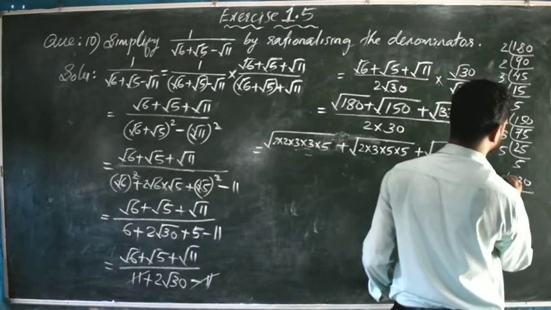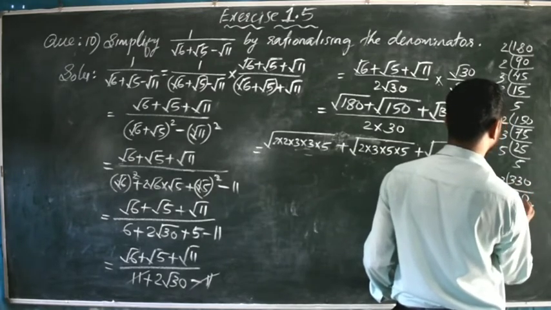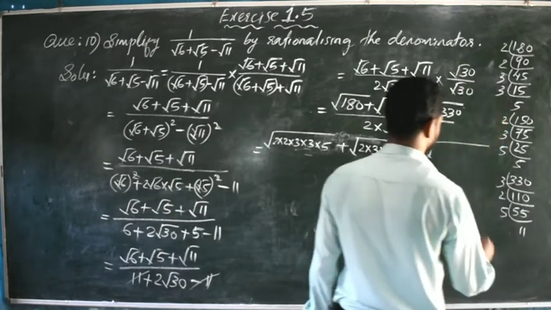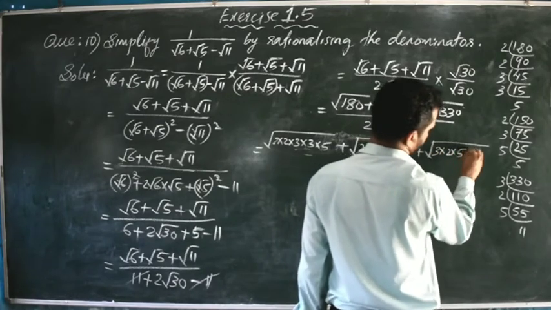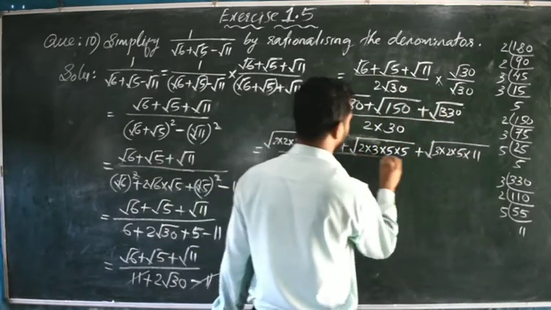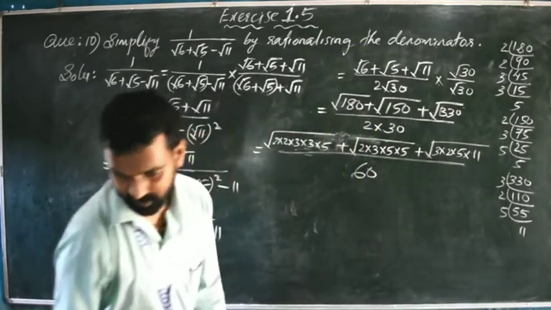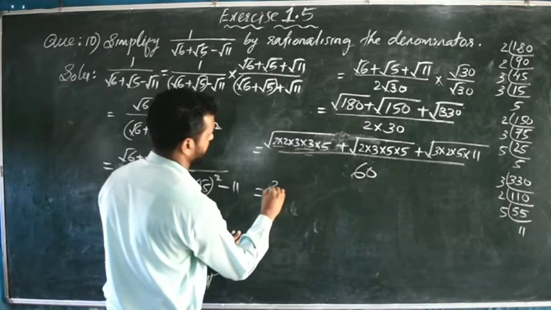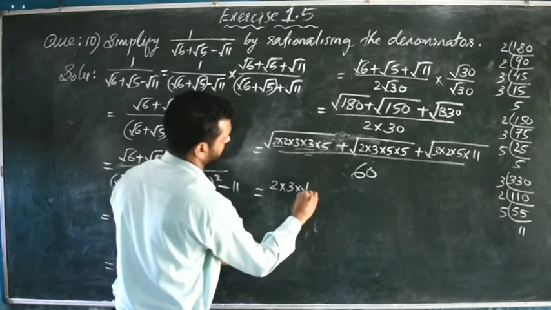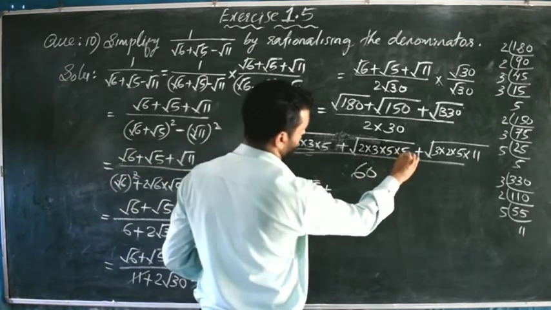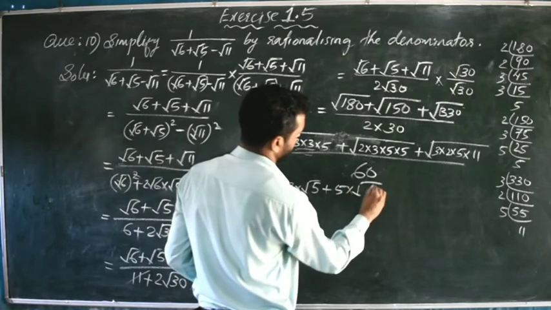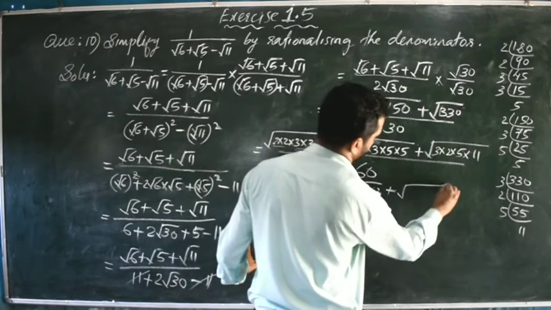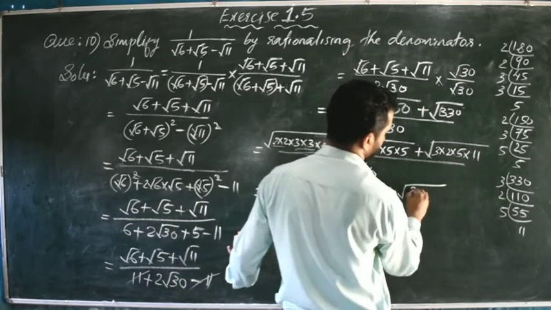330 we can divide by 3, 1, 1, 0 divided by 2, 2 5s are 10, divided by 5, 11. Then 3 into 2 into 5 into 11, divided by 2 into 30, that is 60. From inside the square root, if two factors are same, then we can take one out. 2 into 3 into 5 we cannot take out, that we will write as it is, root 5, plus here 5 we can take outside, 5 into square root of 2 3s are 6, or 2 into 3. Plus from here we cannot take out anything, all the factors are different, so we will write 330 as it is.